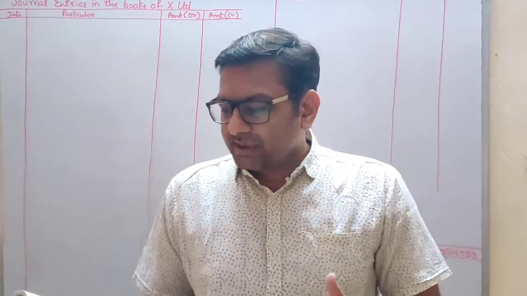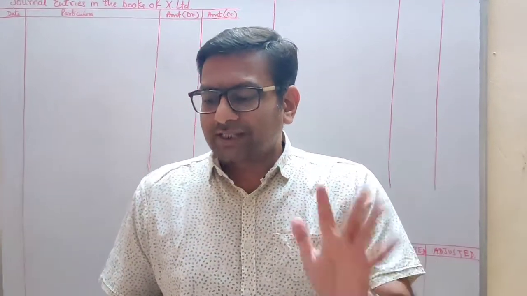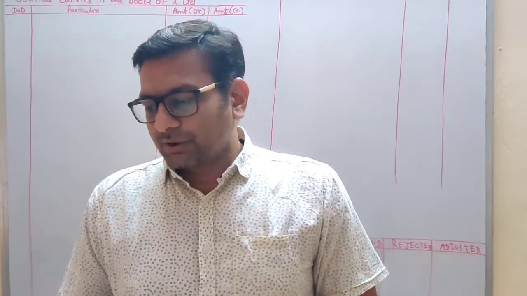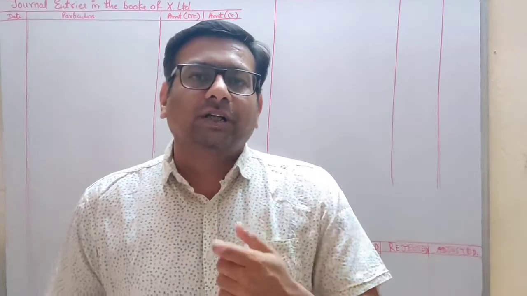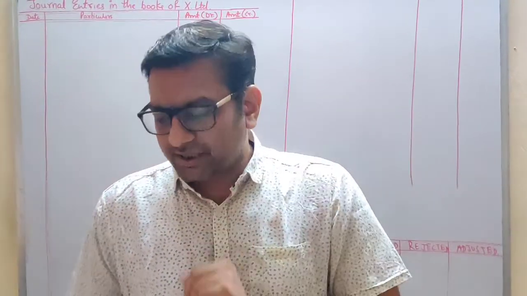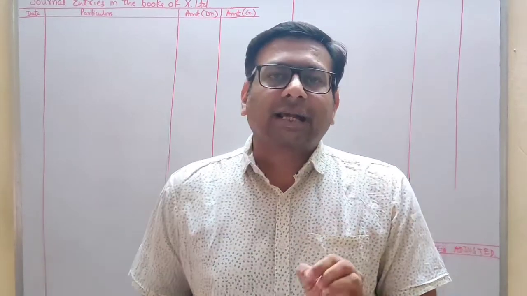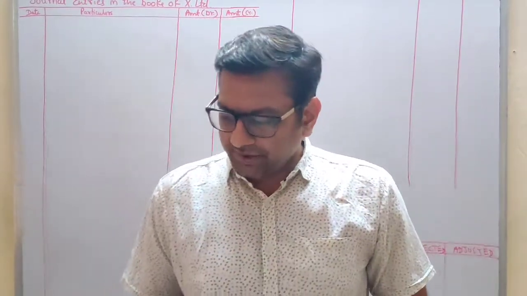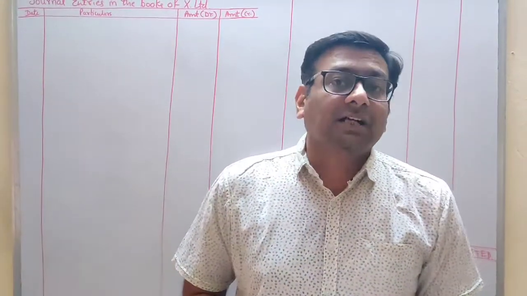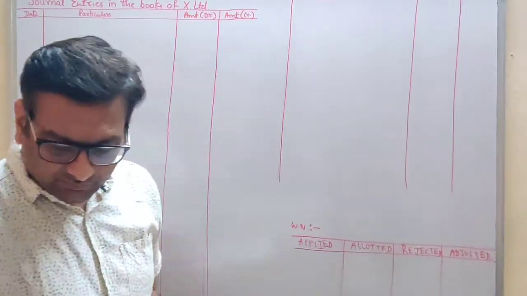Now, what is given next? All money was received with the exception of the final call money on 400 shares. This is calls in arrear given, and this calls in arrear happened at the time of the final call. Fine. Past journal entries. Okay, let's start with the working note first.